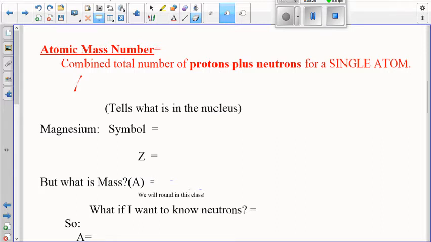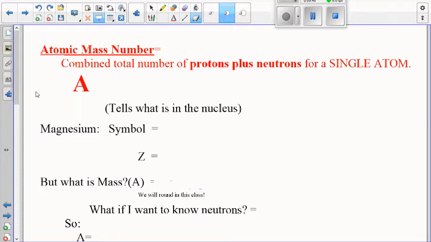The atomic number has the symbol Z. The atomic mass has the symbol A. You don't have to write this in parentheses, but this is another way of saying we're counting up all the stuff that's in the nucleus. Remember, protons and neutrons are in the nucleus, and that's it.